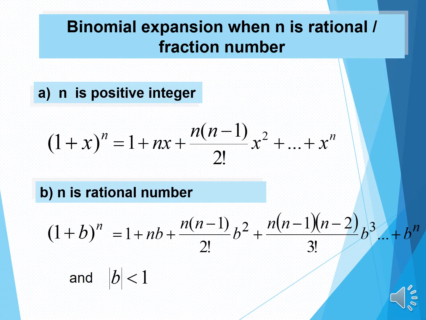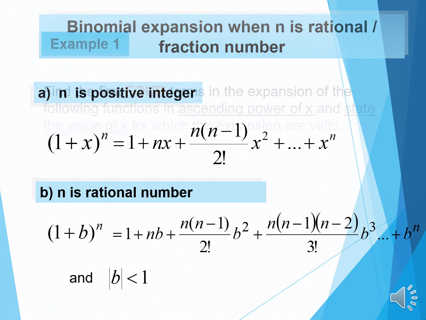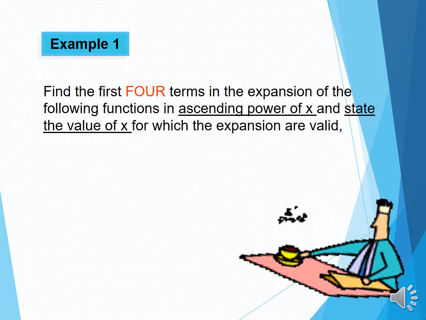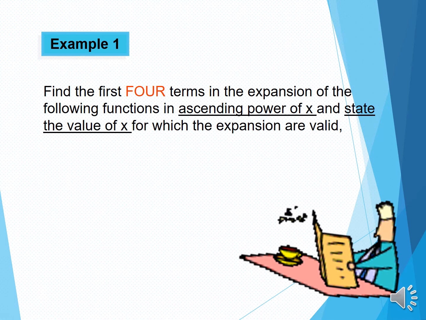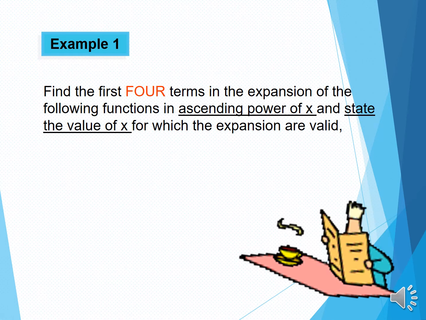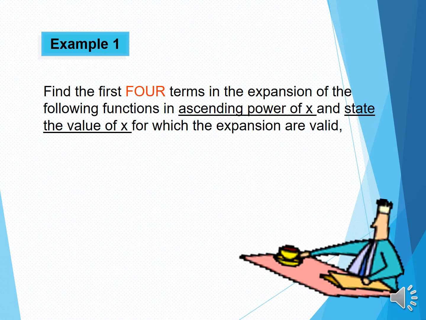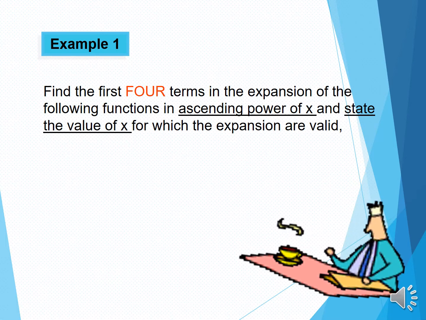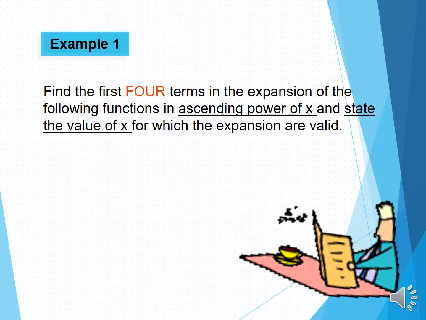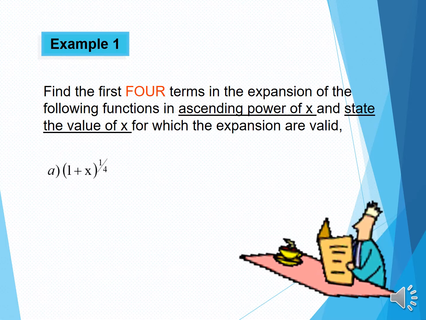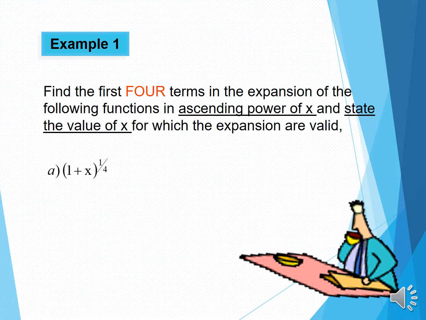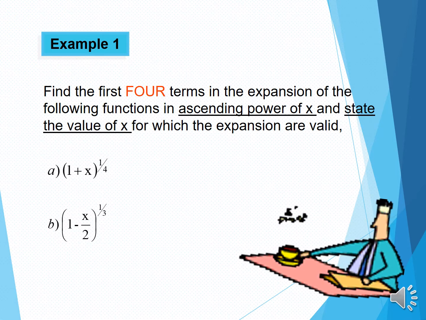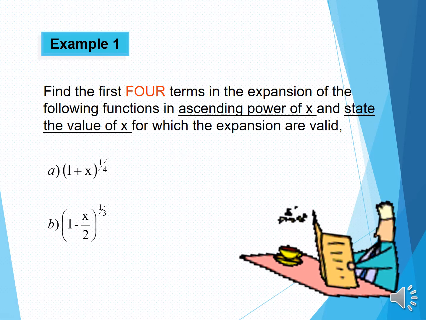And for validation, modulus b less than 1. Example 1. Find the first 4 terms in the expansion of the following functions in ascending power of x and state the value of x for which the expansions are valid. A. (1 + x) to the power of 1/4. B. (1 - x/2) to the power of 1/3.